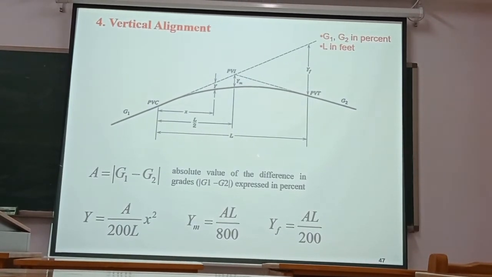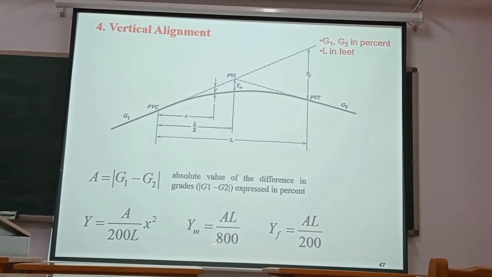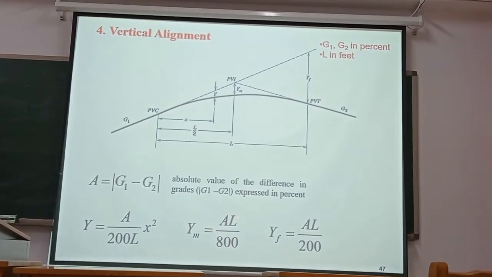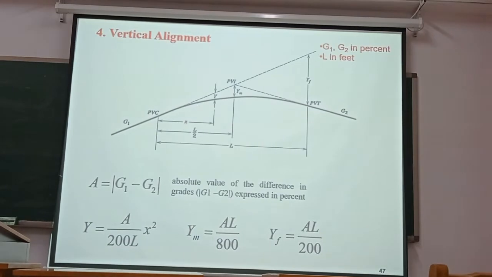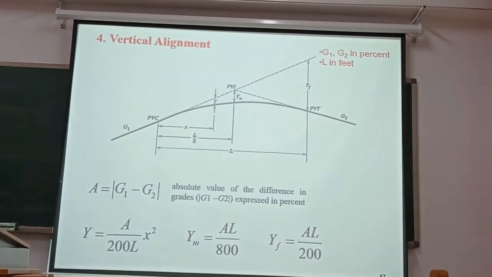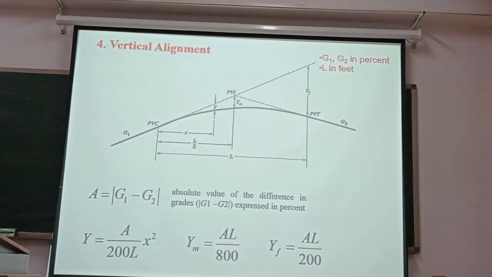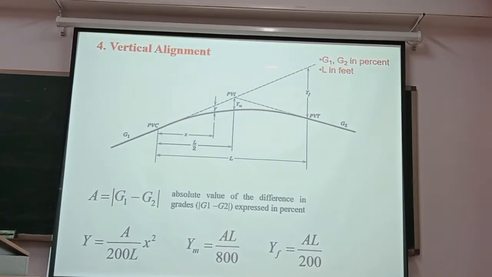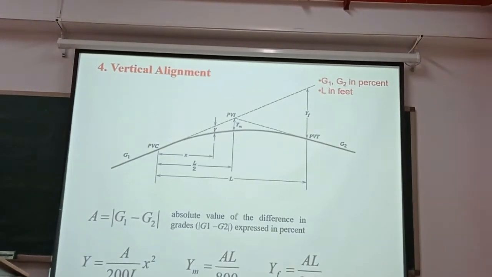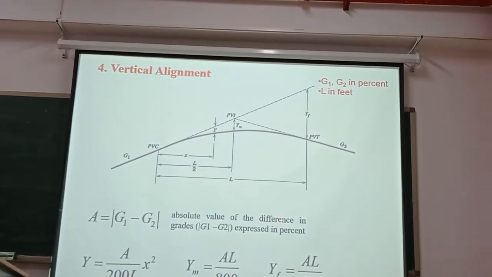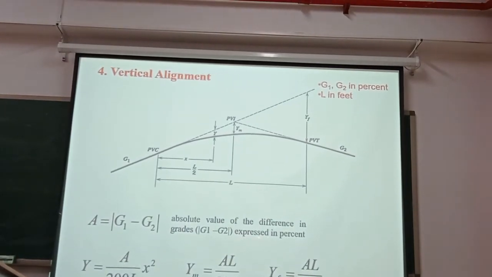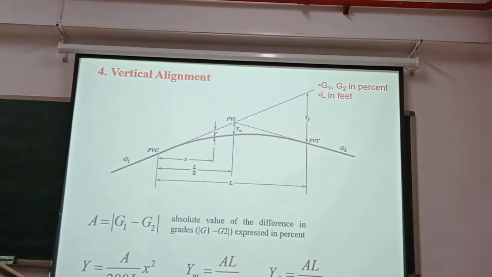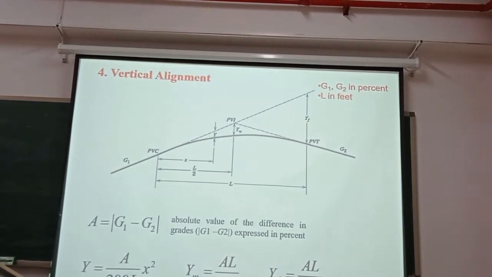From this, we can use this formula to calculate Y, Ym, and Yf. But we should know that G1 and G2 are in percent, and L is in feet. A is the absolute value of the difference in grade, expressed in percent.